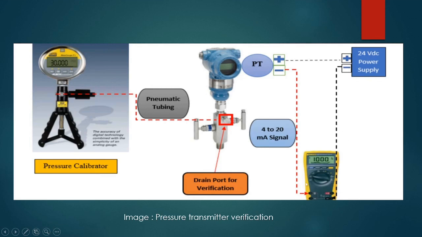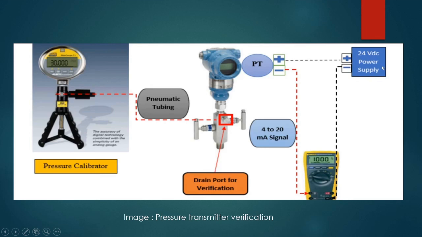We also use a digital multimeter in the milliamp mode, wherein the red port of the multimeter is connected to the negative of the pressure transmitter, and the black port probe is connected to the negative of the 24-volt DC supply.